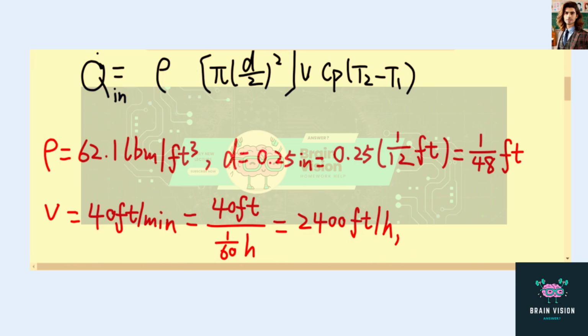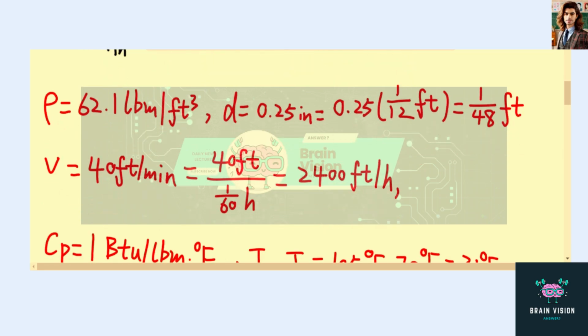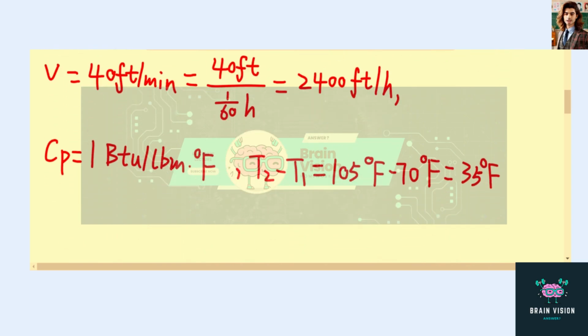So we know the density for the water is 62.1 pound mass per feet to the power 3, and we know the diameter is given as 0.25 inches, which is 1 over 48 feet. We also know that the average velocity is 40 feet per minute. If we convert it to feet per hour, it's about 2,400 feet per hour. And we know the specific heat for the water is given as 1 British thermal unit per pound mass times degree Fahrenheit, and the change in temperature is 35 degrees Fahrenheit.